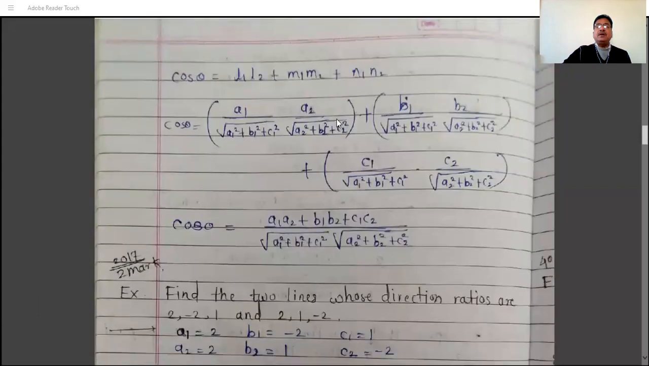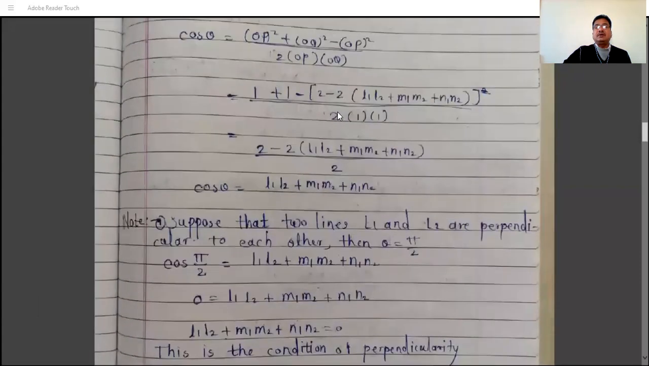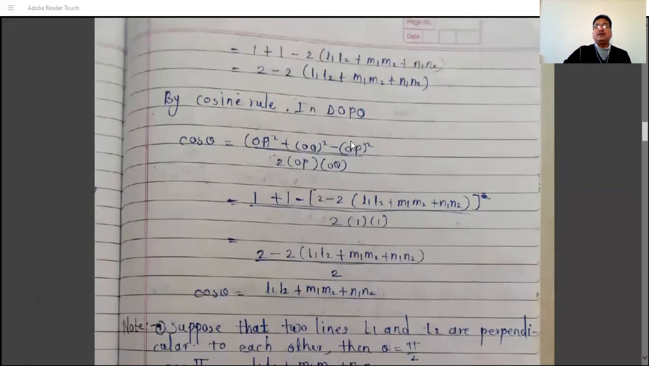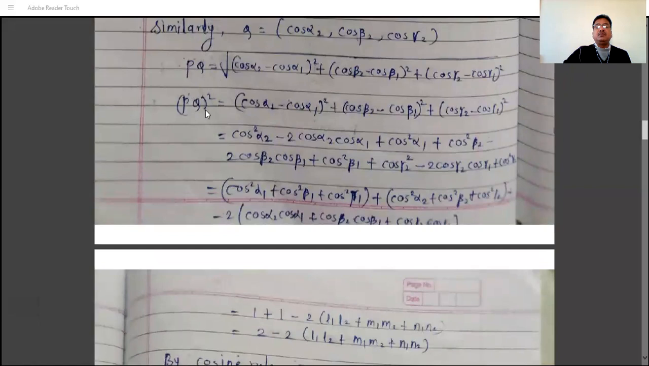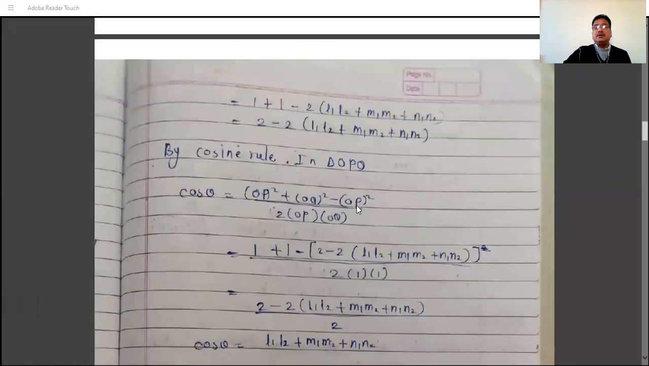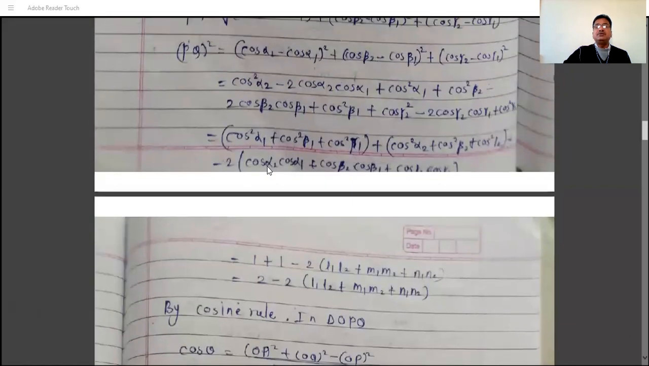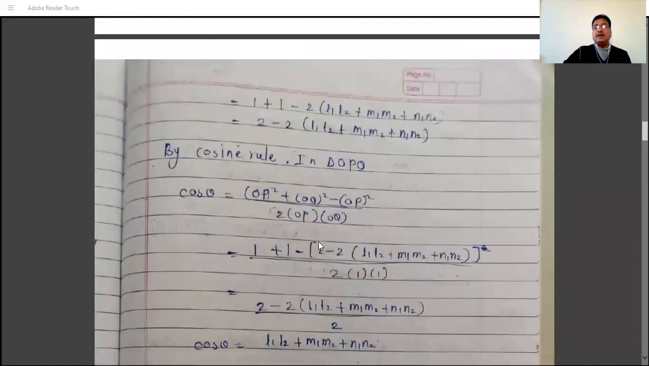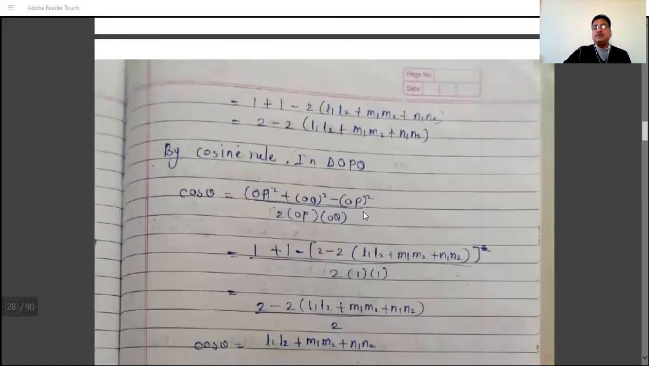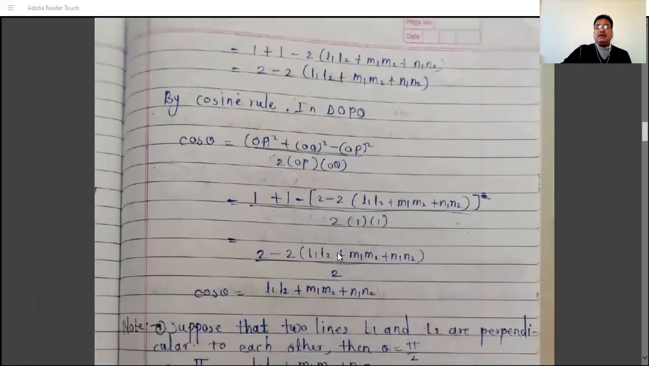But OP and OQ are 1, so substitute those values. So here is the proof. OP is 1, so 1 square is 1, OQ is 1, 1 square is 1, minus QP, and the value of QP square, or PQ square, is this: 2 minus 2 in round bracket L1 L2 plus M1 M2 plus N1 N2, the value of QP right here. Okay, square bracket complete. Then divided by 2 times OP, which is 1, times OQ, which is 1.